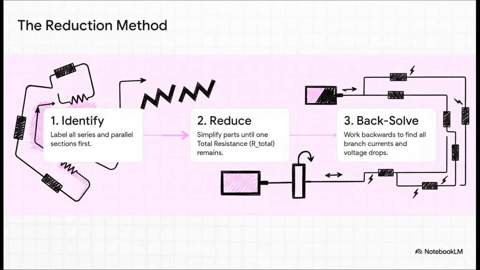And this brings us to this really elegant, super systematic approach. It's called the reduction method, and it's basically a three-step mindset. Step 1, you identify the circuit's different parts, the parallel bits, the series bits. Step 2, you reduce the circuit step by step, collapsing it down into one simple equivalent resistor. And finally, step 3, you backsolve. You take that simple version and you work your way backward to find all the original details.